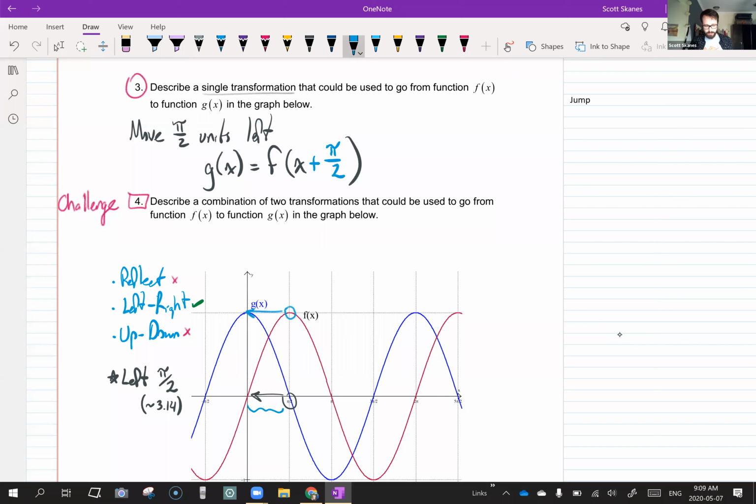Let me try to summarize this. If we move left, we add to the x. Or let me make it more simple. I don't want to confuse you. If we move left, we add. If we move right, we subtract. And this goes back to the idea yesterday that everything's kind of backwards when we deal with translations.